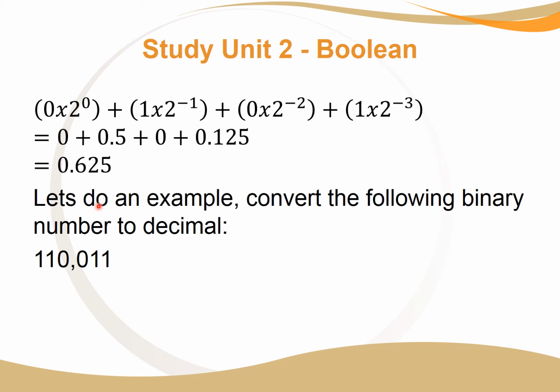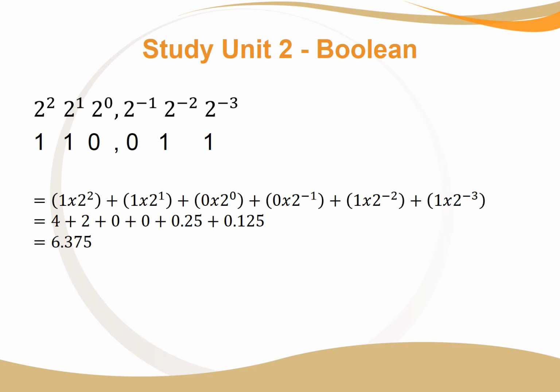And let's do another example, converting the following binary number to a decimal number: 110.011. So we follow our procedure. We write down the number like this, write down the powers of 2. Whenever we hit the comma marker, the power becomes minus. So as you can see, we wrote everything down here with the minus powers, and we multiply it out and we get our answer, which is 6.375.